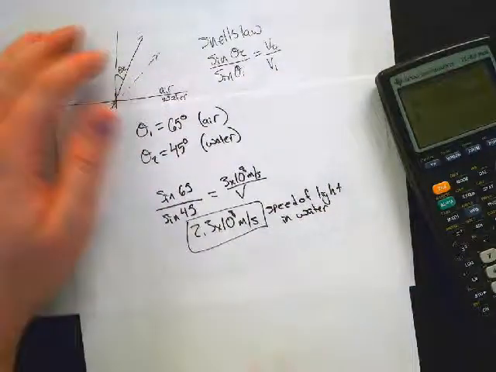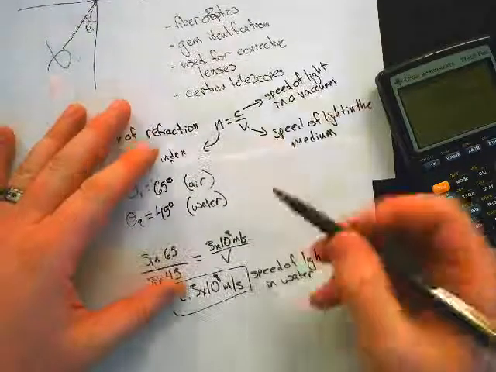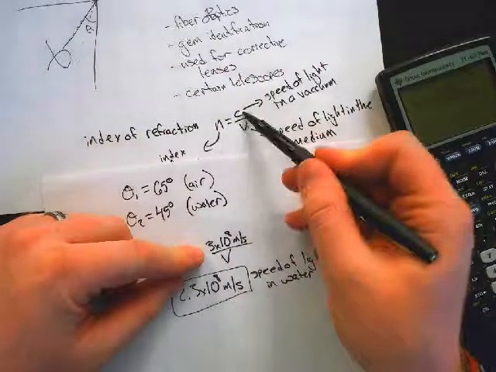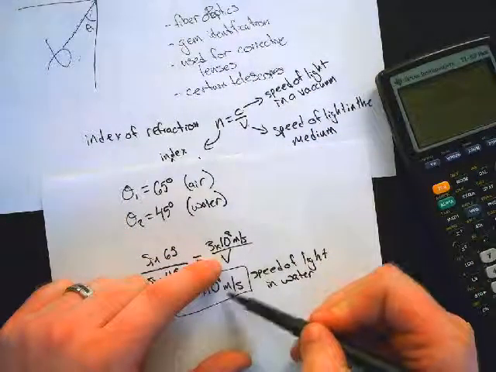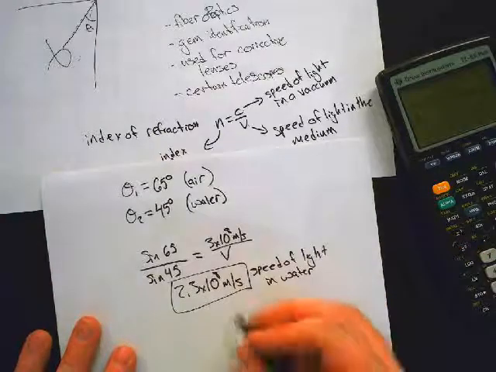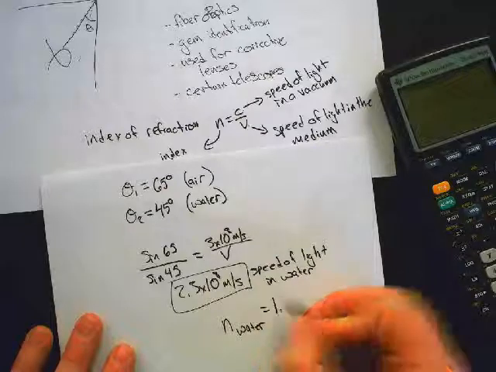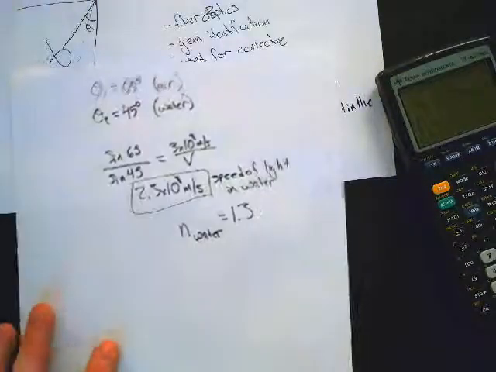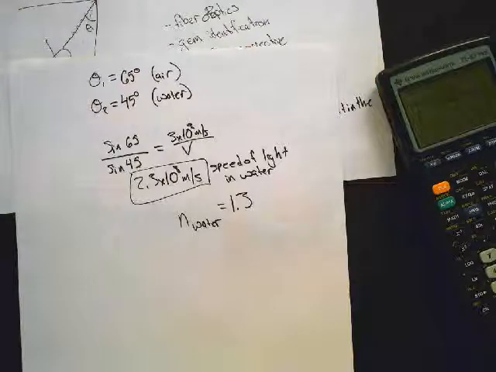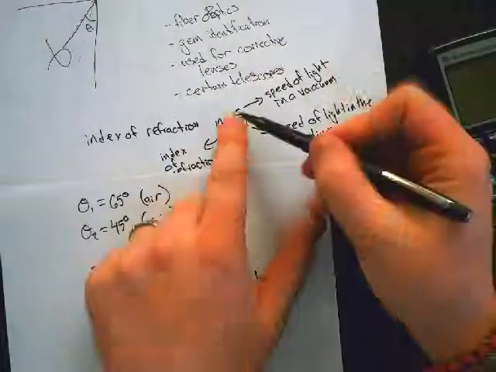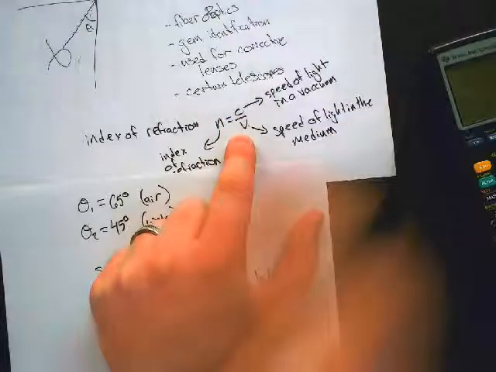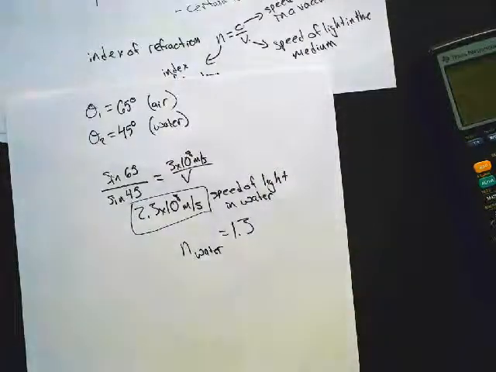So if I want to find the index of refraction, I would just take 3 times 10 to the 8th divided by 2.3 times 10 to the 8th, and I would show that that index of refraction, N for water, is 1.3-ish. Indices of refraction are unitless, so you don't have to label it anything, because they're calculated as speed over speed, so all the units cancel. Yeah, it's just a multiplier.